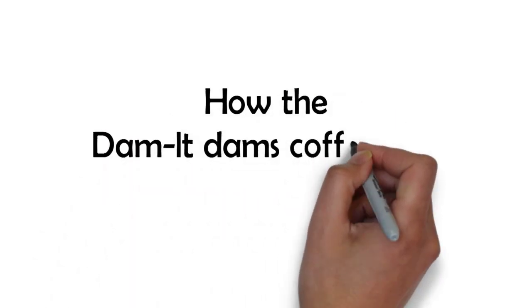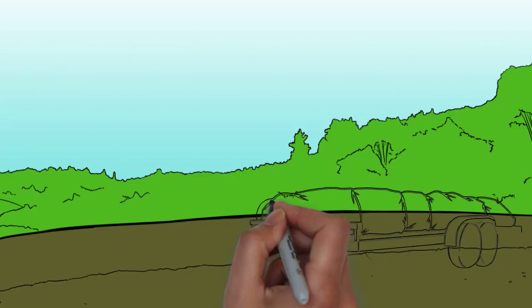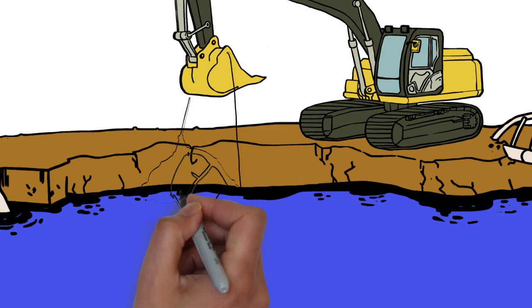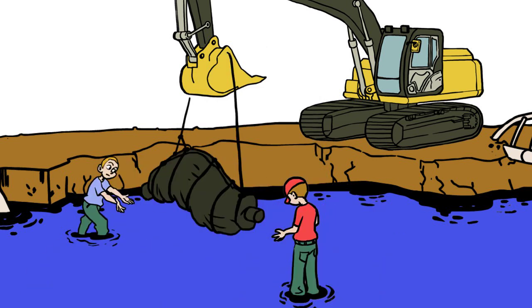How the Dam It Dam's cofferdam process works. Step 1. The rolled up dam is delivered to the job site on a truck or trailer. Step 2. The dam is lifted from the trailer and placed at the shoreline.